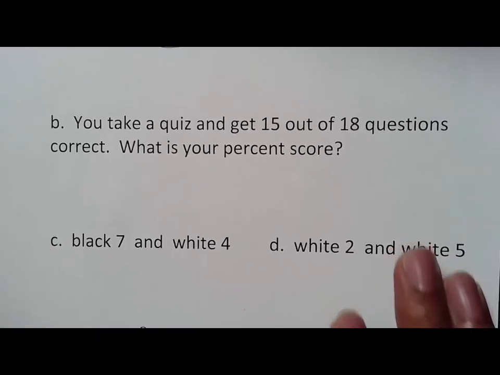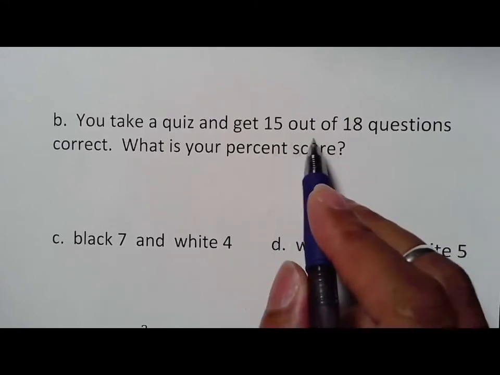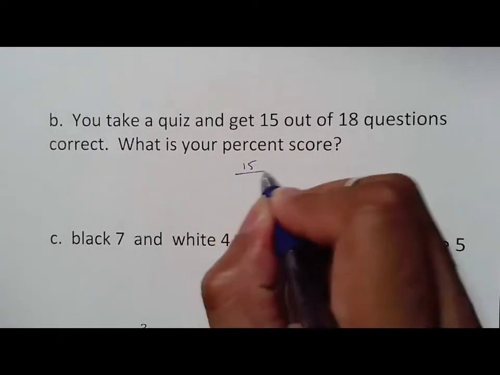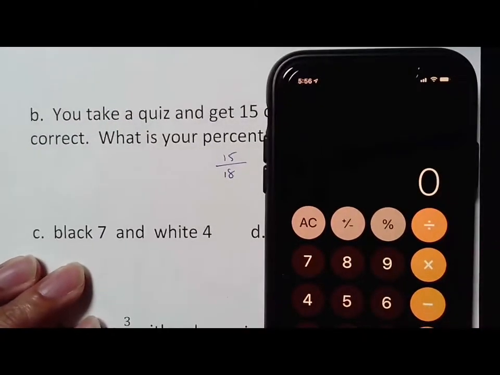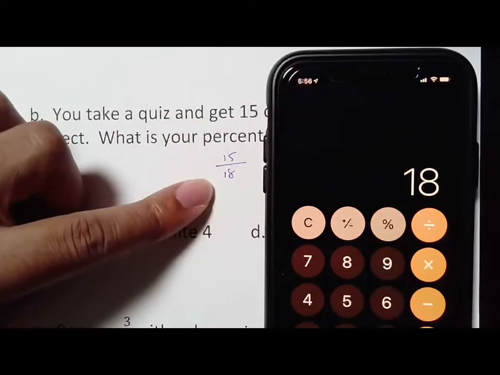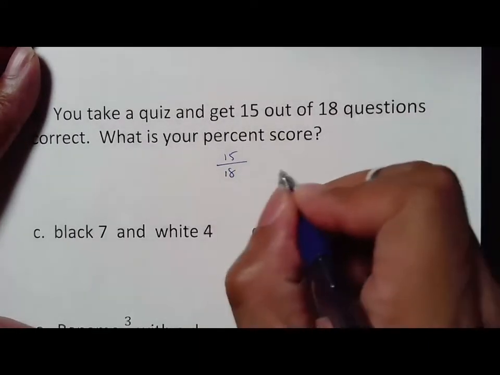Second question. This is a percentage problem that we've talked about. You take a quiz and get 15 out of 18 questions right on a quiz. What's your percent score? Well, remember that this is going to be a fraction. And the fraction is based off of how much we got right out of the total. What we want to do now is actually do 15 divided by 18, because that's what it is. 15 divided by 18. We write down the first 3 numbers, which is 0.833.